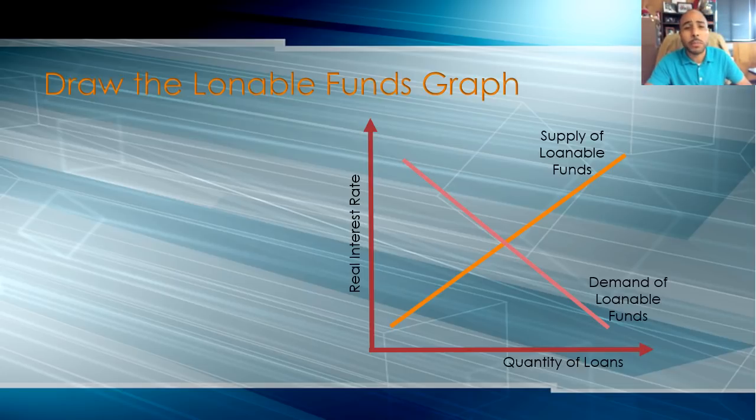Basically, this just looks like a normal supply and demand graph. The point where they meet, that equilibrium, that tells us the real interest rate and how much money is going to be loaned out in the economy.